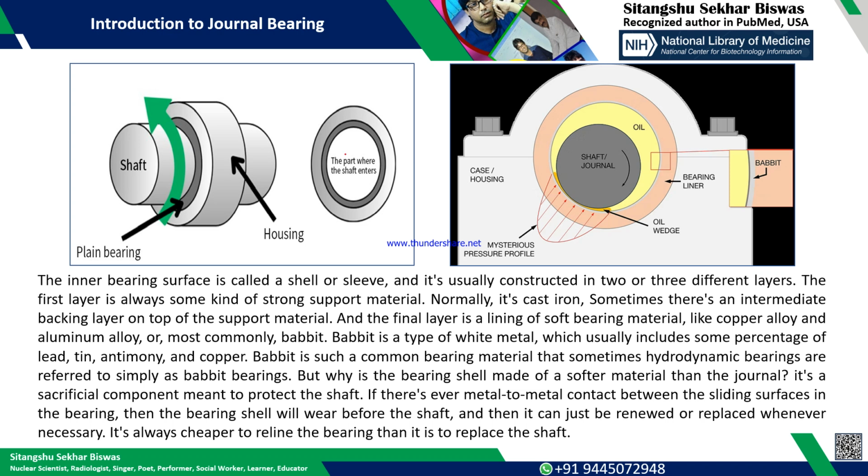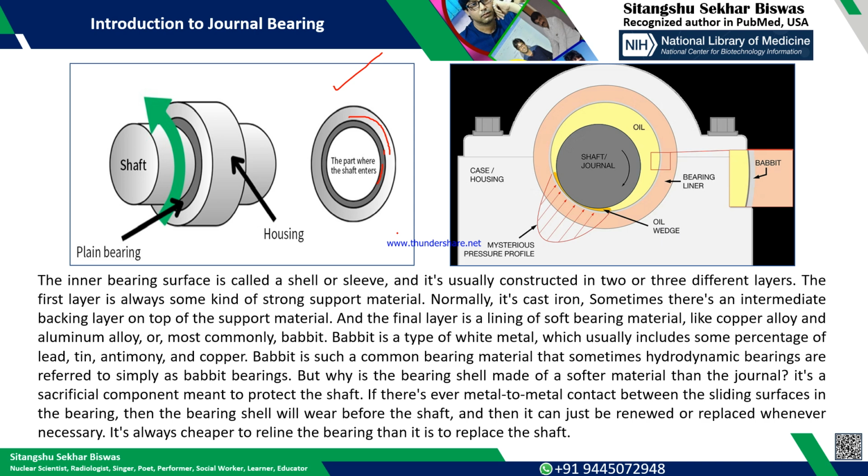So if you see this picture, as I told, this is the outer casing, normally made of cast iron. Here in between, this black color is the bearing material. Between the outer casing and the bearing material, some pad will be there, supporting to increase the stiffness of the structure.